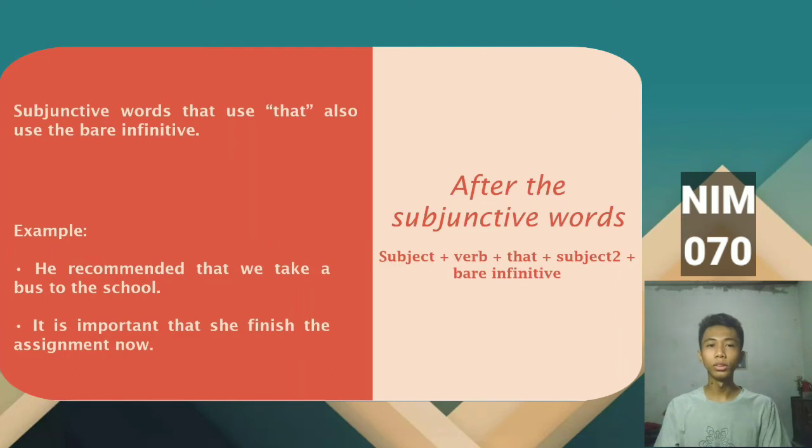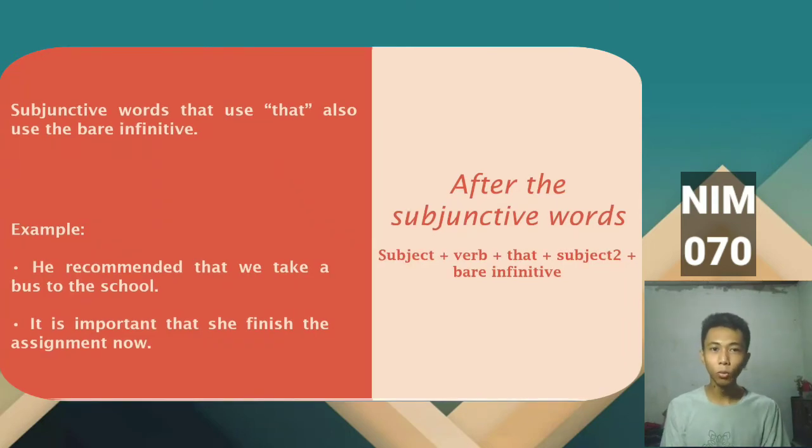Again, there are two subjects and two verbs. The first verb is to be. The first subject is it, and the second subject is she. And the second verb is finish, without es. Why? Because it is after a subjunctive word, that.